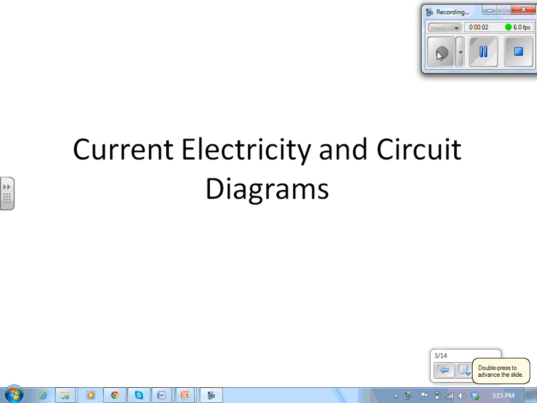So this is our first topic for current electricity. We're going to look at our introduction to current electricity and circuit diagrams, and how do we draw circuits on paper, because they can get pretty complicated, so we want to make sure that everything's nice and organized. So let's go through what current electricity is, and then I'll show you some symbols for drawing circuit diagrams.